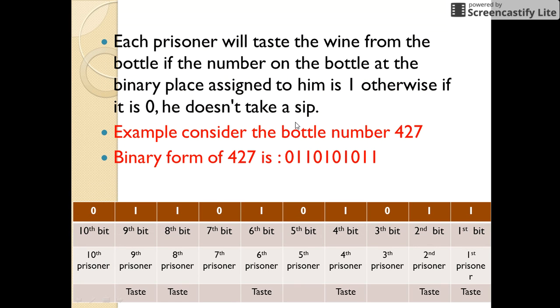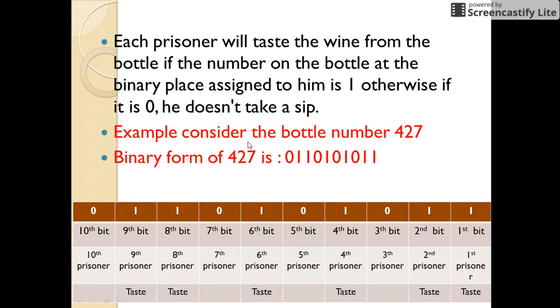Now, each prisoner will taste the wine from the bottle if the number on the bottle at the binary place assigned to him is 1. Otherwise, he does not take a sip if it is 0. So we start by bottle number 1 and go on till bottle number 1000.